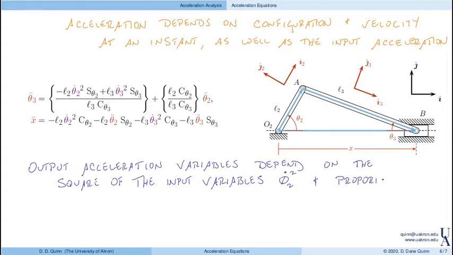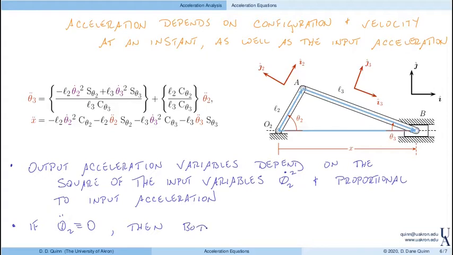And they are proportional to the input acceleration. Another interesting observation here is that even if your input acceleration is 0, so if theta 2 double dot is identically equal to 0, that would imply that the operating speed of the input link was constant, for example. So maybe theta 2 dot is rotating at constant speed. Well, in that case, these output accelerations need not be 0. So both theta 3 double dot and x double dot can be non-zero.